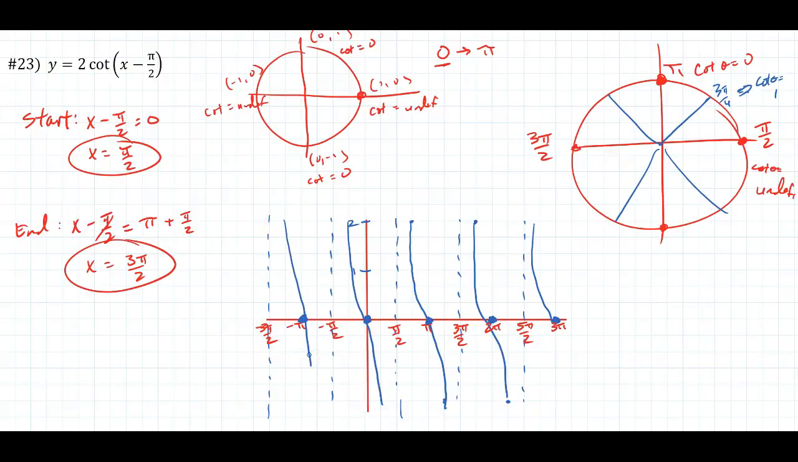Oop, that one I did a really bad job on. And here's my last one. There you go, and that's cotangent of, or 2 cotangent of x minus pi halves. So that's numbers 21 and 23 from 4.6b.